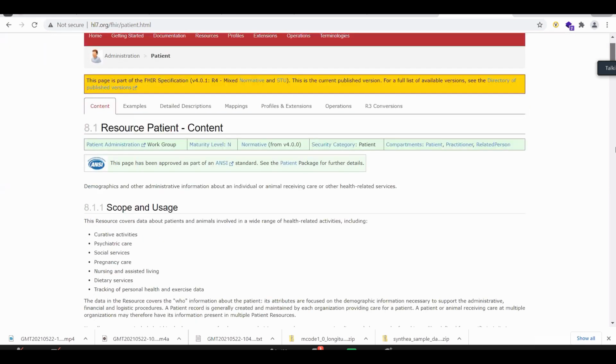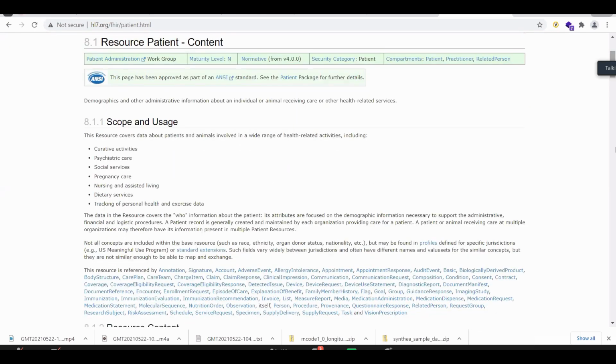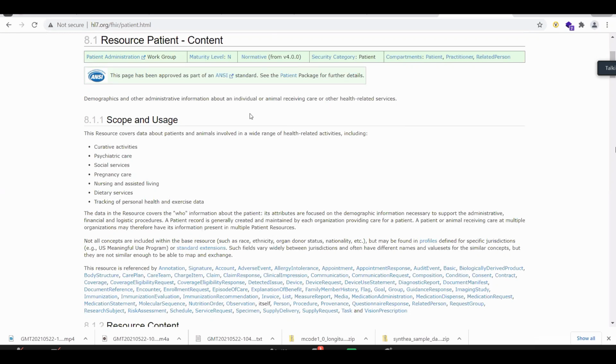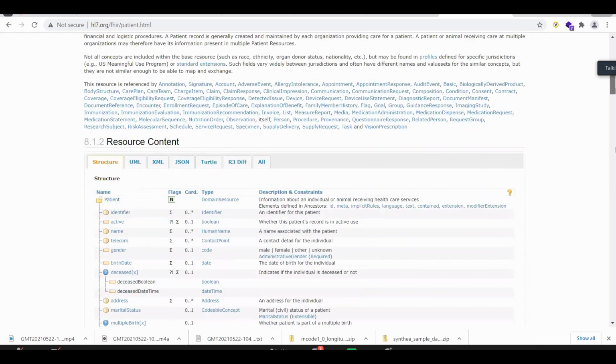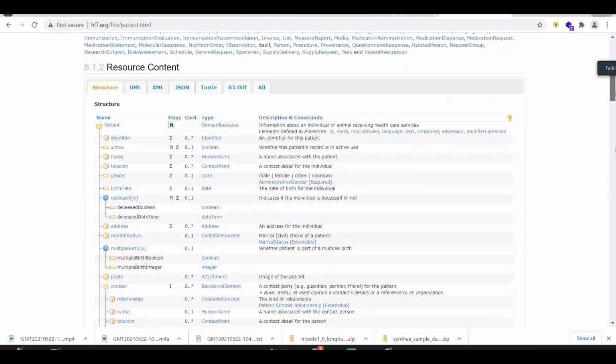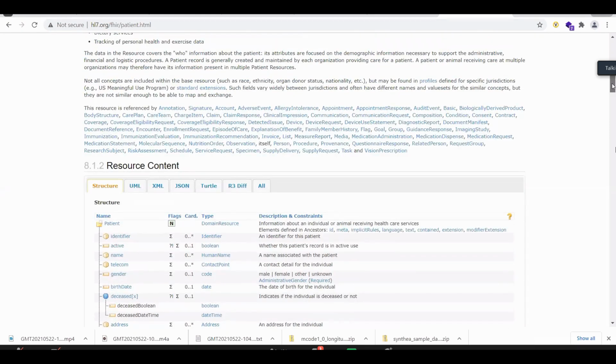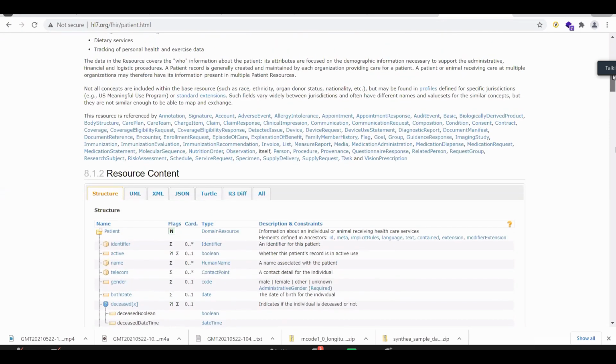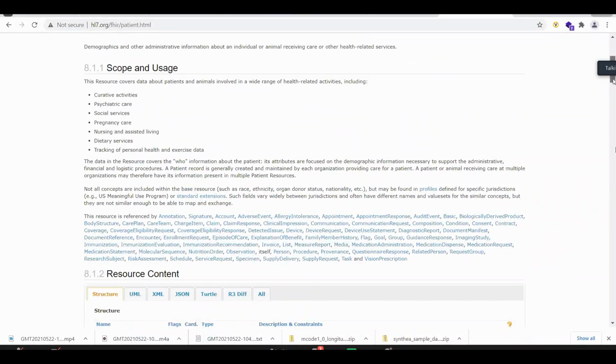The first thing that the resource defines is: what is this resource? What is the scope and the usage of the resource? And then the description of the resource, the content of the resource. Are you with me, following so far? Any questions? All right.